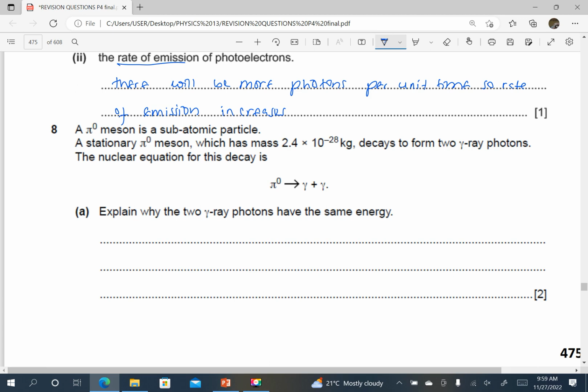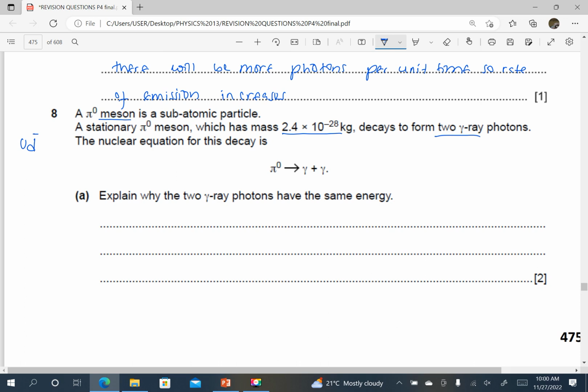A pi-zero meson is a subatomic particle. You remember a meson from AS, a particle which is made up of a quark and an antiquark. For example, up and anti-down, that is a meson. A stationary pi-zero meson which has mass decays to form two gamma ray photons. The nuclear equation for this decay has been given. Remember, it is initially stationary, total momentum is 0. But it decays by emission of two gamma ray photons. Explain why the two gamma ray photons have the same energy.